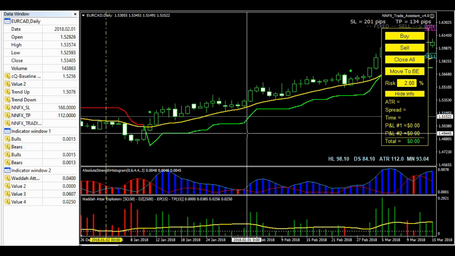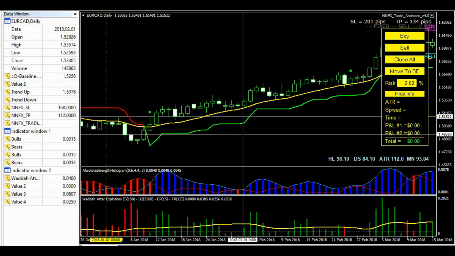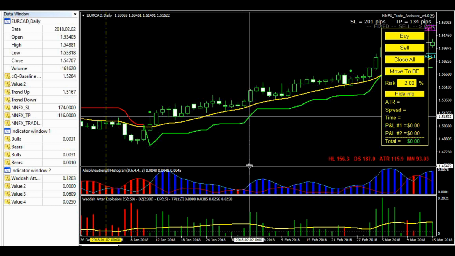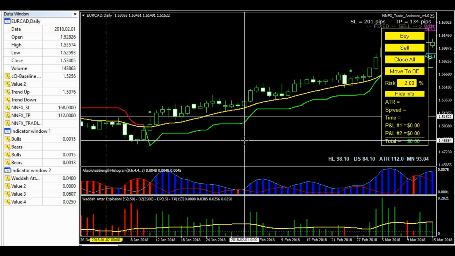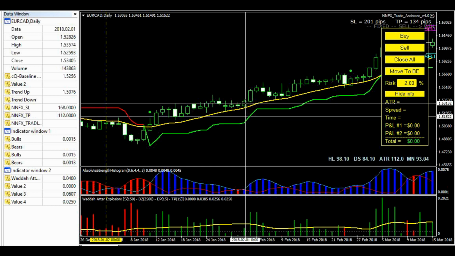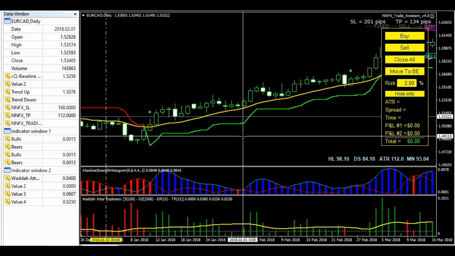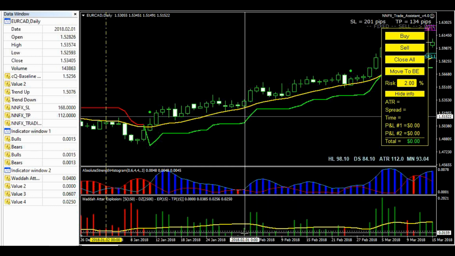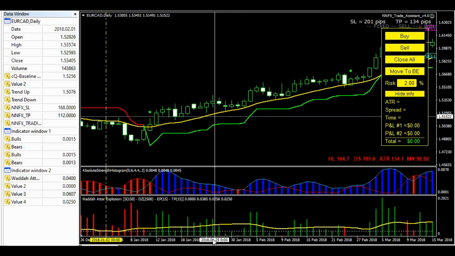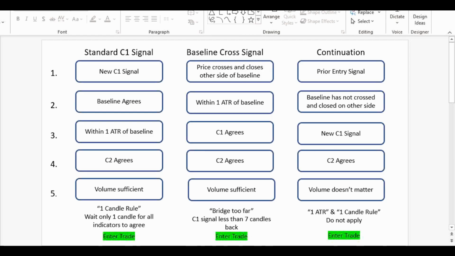This is a new signal here on our C1, okay, and we see that it is on the right side of the baseline. It is within 1 ATR, okay, and we go down and we don't have enough volume. However, I want to point out that this is actually an indication of a continuation trade rather than a fresh C1. So let's go look at our continuation trade rules.